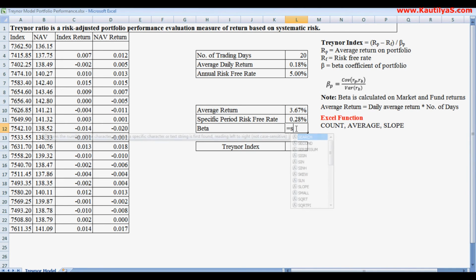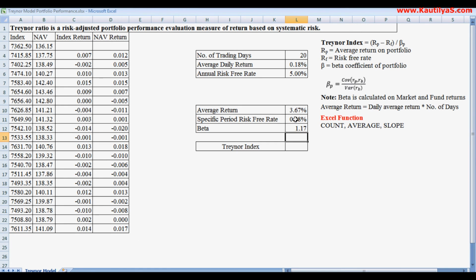Next, beta is calculated using built-in Excel function SLOPE. SLOPE is used to calculate the beta. So equals to slope, it is asking to give input of known Y values. Y values are return values, that is return on NAV values. So first select the return on NAV, comma, known X values. X values are return on market, daily returns on market. So we got a beta, that is 1.17.